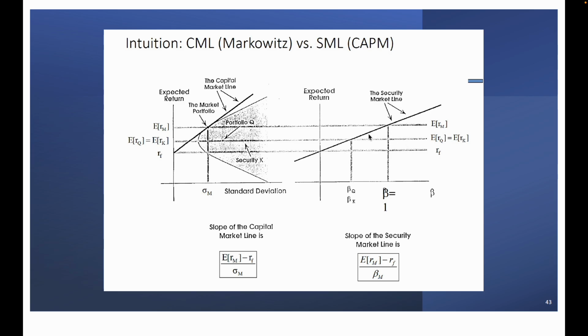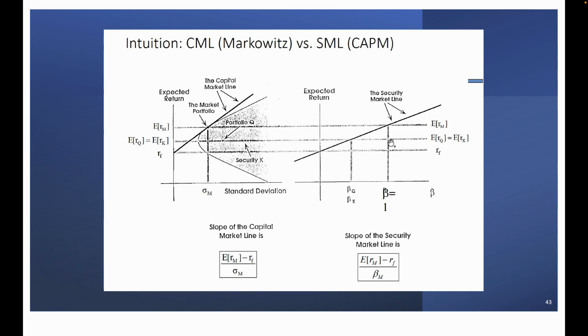Okay. Now, an interesting question is, look at these two things. You have security K here, and you have security Q here. So K definitely has more risk. But they both have the same expected return in equilibrium. That's what we take out of the picture. Why is that the case?